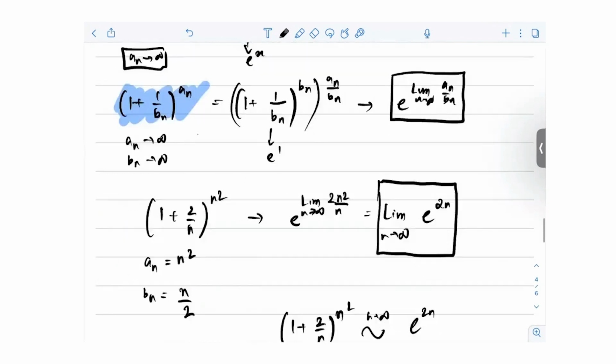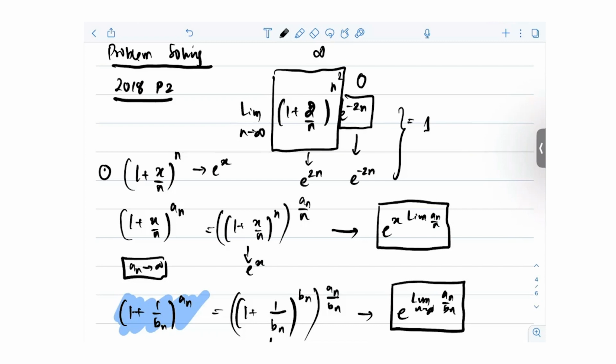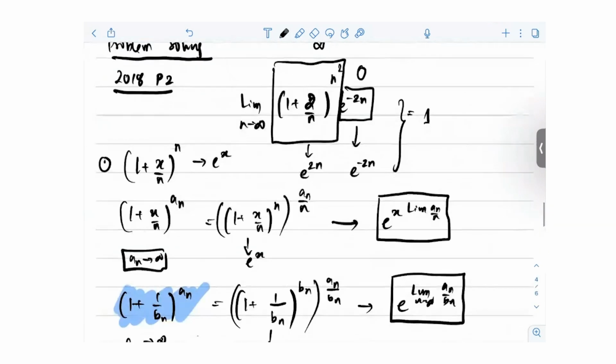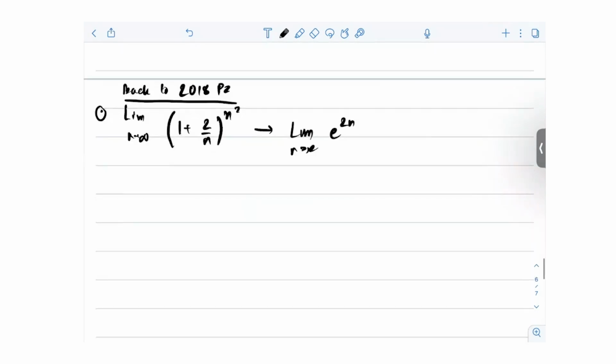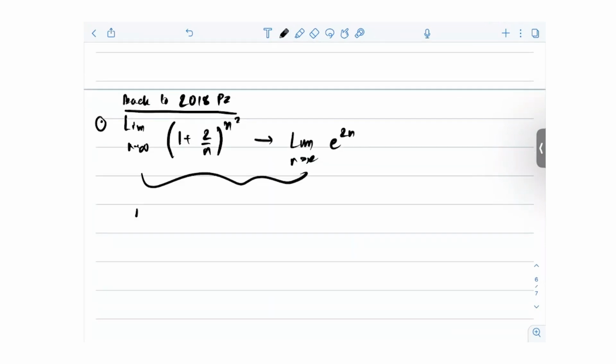Now let me solve this problem in a mathematical way. This is how you should think in an examination. So what did we get? The limit as n tends to infinity of this goes to e to the power 2n, right? This is what we got. So what we can write is that this is equivalent to writing that the limit as n tends to infinity will go to 1.